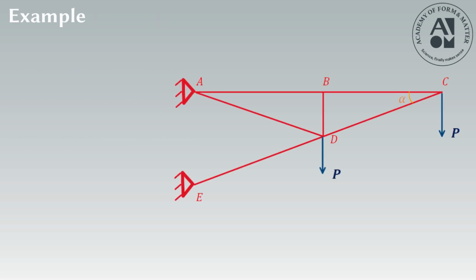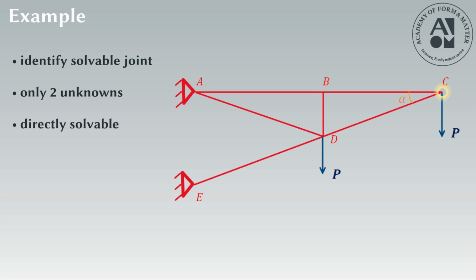Look at this truss. At first glance, it may seem that reactions must be calculated first. But now look carefully at joint C. Only two member forces are unknown there, BC and DC, so the joint is directly solvable.